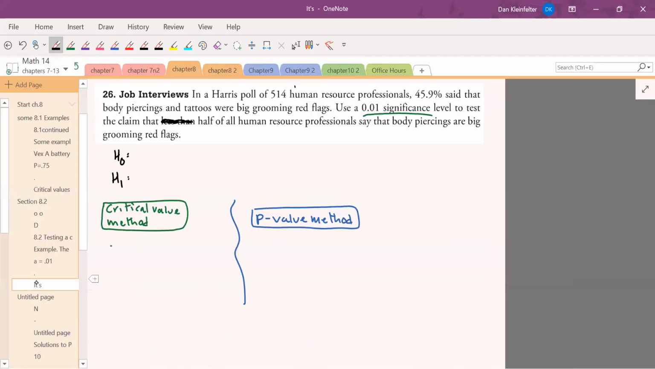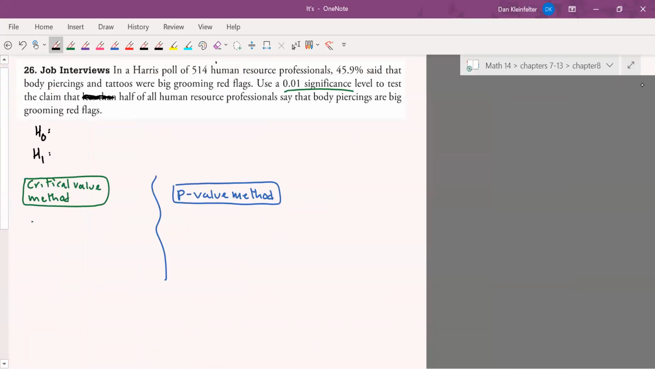All right, so here's our last example. Here it says, in a Harris poll of 514 human resource professionals, 45.9% said that body piercings and tattoos were big grooming red flags. Use a 0.01 significance level to test the claim that, let's go ahead and make that less than half of all human resource professionals say that body piercings are grooming red flags.